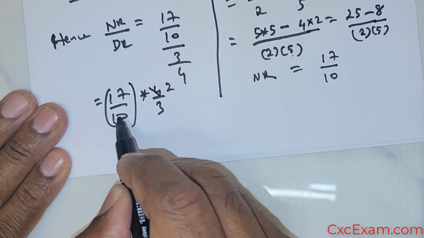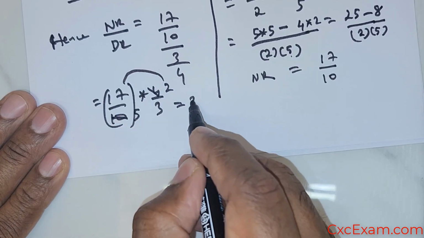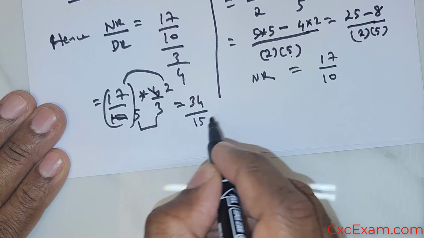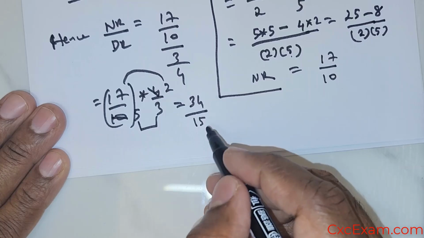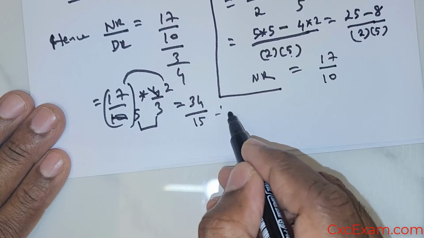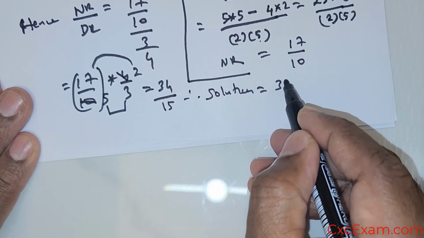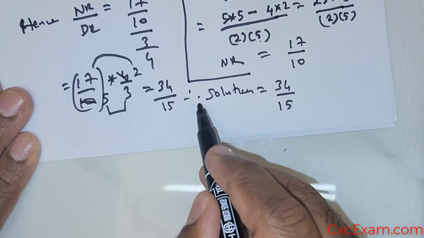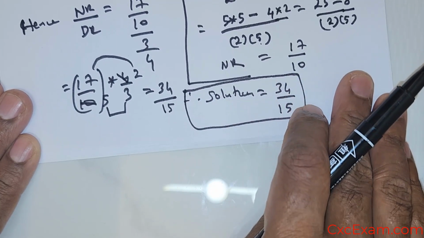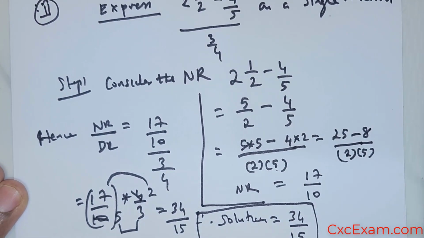Now 2 divides here 2 times, 2 divides here 5 times. So this is 2 multiplied with 17, that is 34. 5 multiplied with 3 would give you 15. Now this is the least we can reduce. So you can simply state the solution as 34 over 15, and you can box this so that the examiner is well aware. Ensure that you are placing in all the steps without skipping anything.